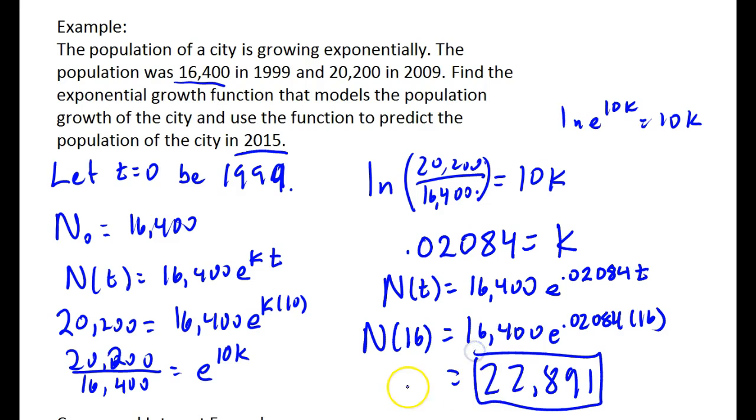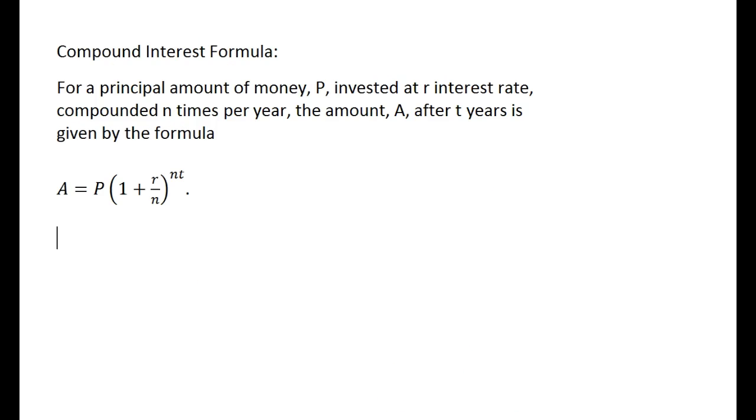in the year 2015. Another example of exponential growth is when you put money in an interest-bearing account. So here's your formula for this. The amount of money you have is equal to the principal, the money you first invest, times 1 plus the interest rate in decimal form divided by the number of times you compound it per year, raised to the n times t. And t in this case is always years. Okay?